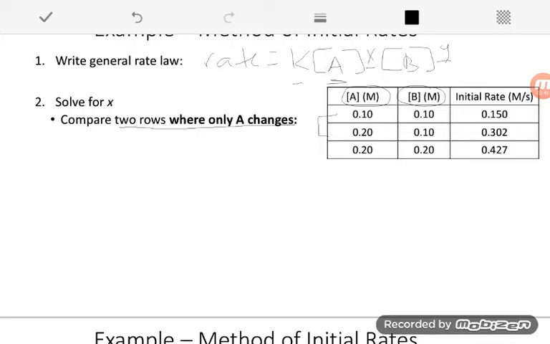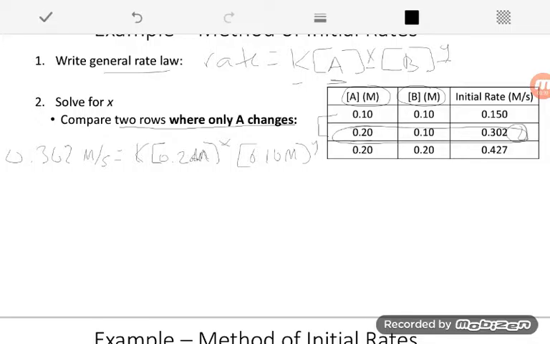I always like to look at my rates, and you'll see why this makes life easy, and I pick the bigger number. In this case, that's row 2, and I'm going to start with that one. See, my rate is bigger in row 2 compared to row 1. So I'm just going to plug that information into my rate law. So the rate here is 0.302 molar per second. That's equal to k. My A here is 0.20 molar, raised to the x. And my B is 0.10 molar raised to the y.